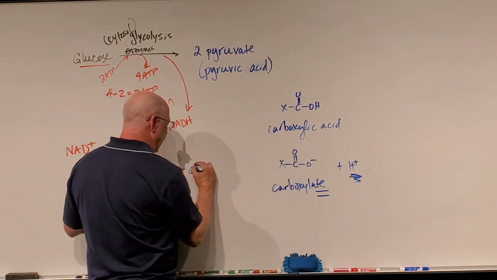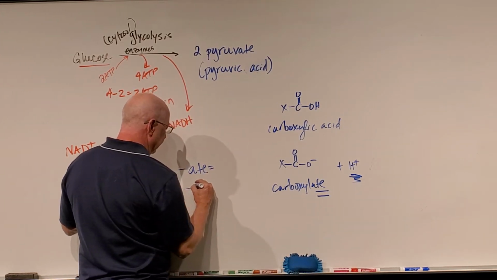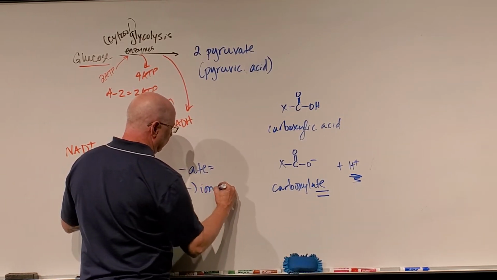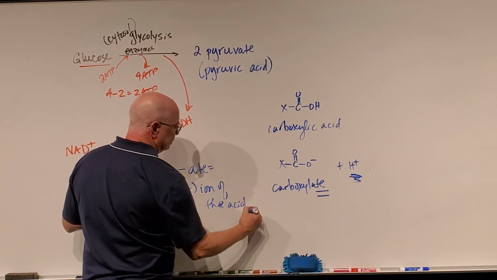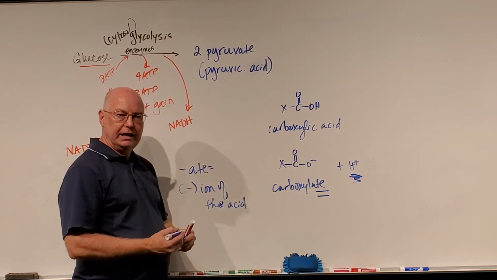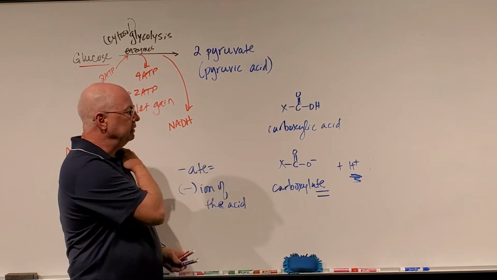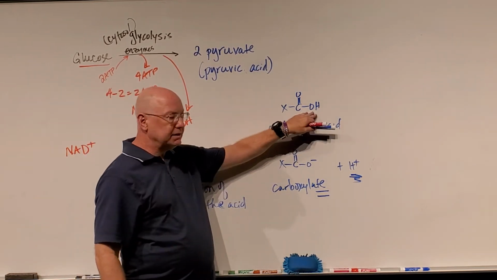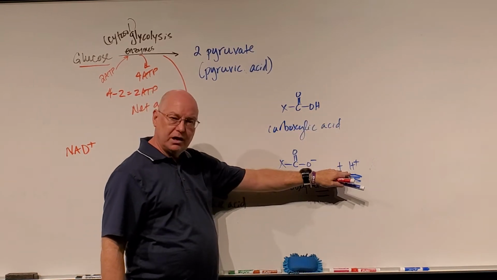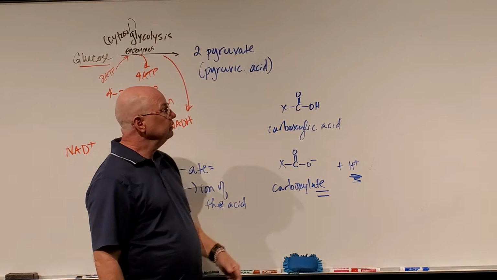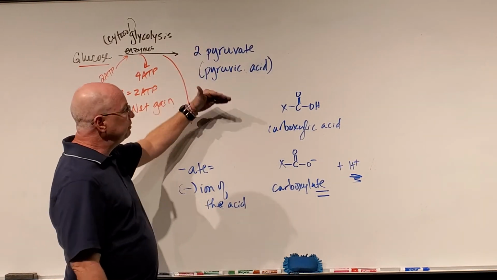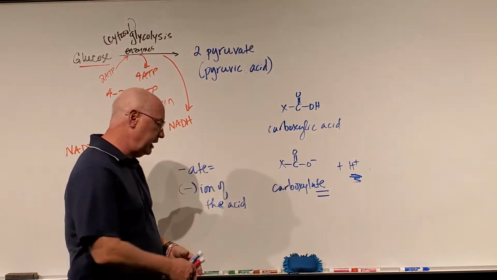Anytime you have the term "ate," it means the negative ion of the acid, or the acid without the proton that it had attached. It's released the proton. That's why these are called acids: they release their hydrogen ion, the definition of an acid, and become an "ate." So if I say pyruvate, it's really pyruvic acid that gave off its hydrogen atoms.